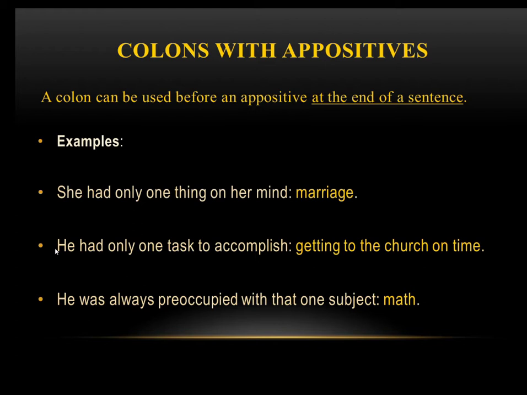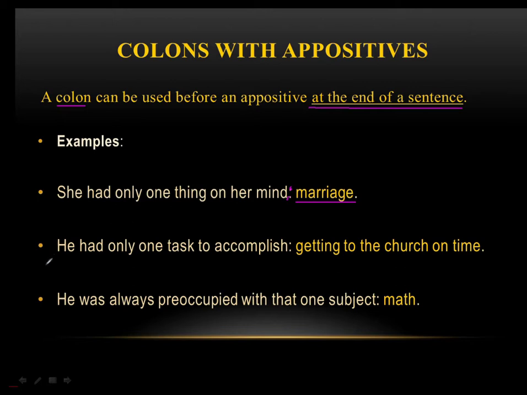So if your appositive happens to be at the end of the sentence, now this is the critical part. If the appositive is at the end of the sentence, then it is okay to use a colon. Let's look. She had only one thing on her mind, marriage. Here is our appositive. It is a noun. It renames the noun it follows. And since it's at the end of the sentence, we can use a colon. You could have put a comma. You could have put a dash, but it's okay to put a colon too.